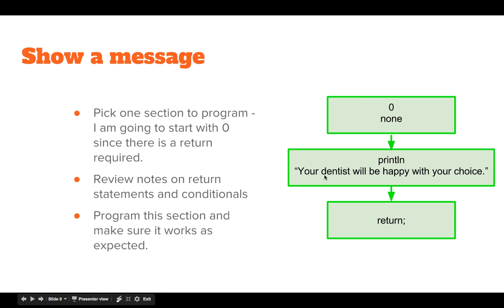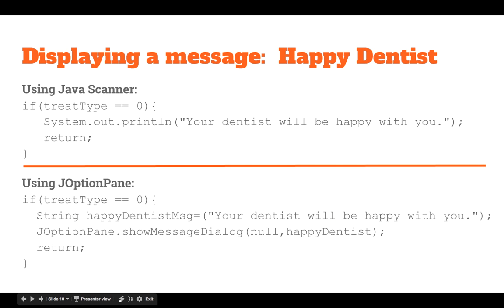And I decided to print a line that said, your dentist will be happy with your choice, and then it gave a return. So let's look at how the code looked in the Java scanner. The scanner had pulled the information, and so it populated that treat type field. So I said, okay, if treat type is equal to zero, and again, when we're checking for conditionals, remember the equal has to have the two equal signs, then we'd print out a system line, or print line, that said your dentist will be happy with you, and then return, and the program would stop.